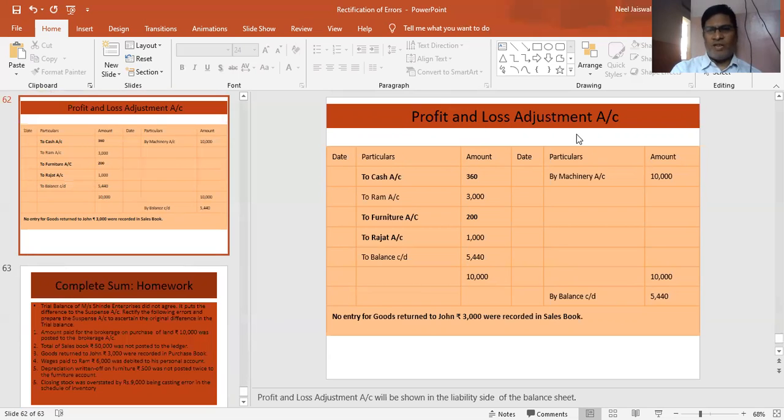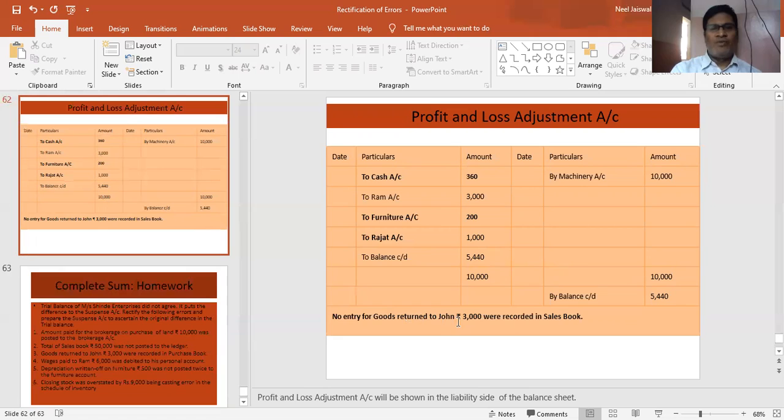In the profit and loss adjustment account, we have just done the ledger posting. The first entry was profit and loss adjustment to cash, so we have written that. Second entry was profit and loss adjustment to Ram. Third entry, there will be no entry. Fourth one, there was machinery to profit and loss adjustment. Fifth, PL adjustment to furniture. And the sixth, PL adjustment to Rajat. And then we got the balancing figure, 5,440. It is a credit balance.